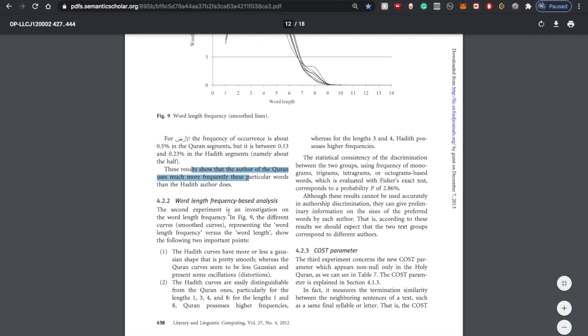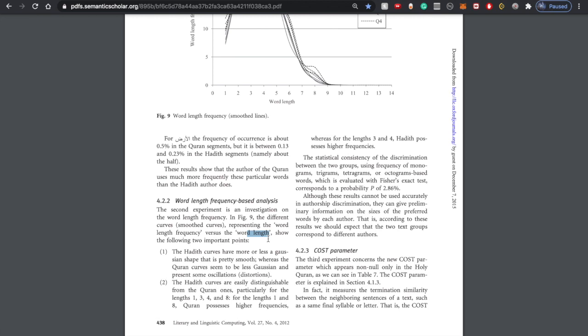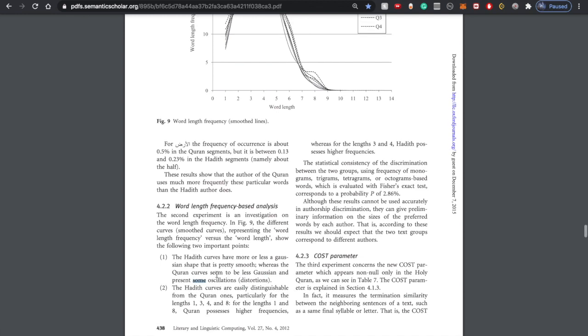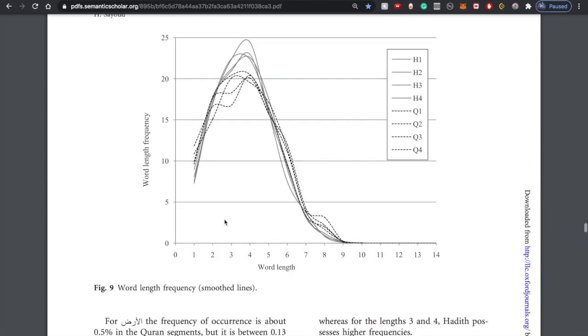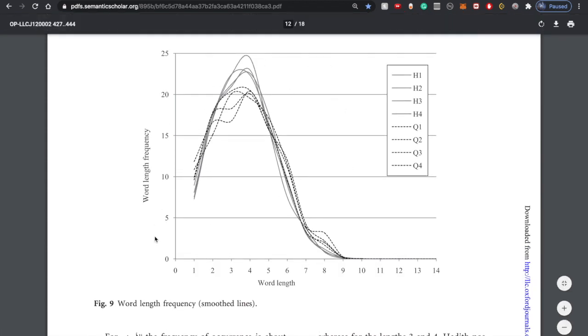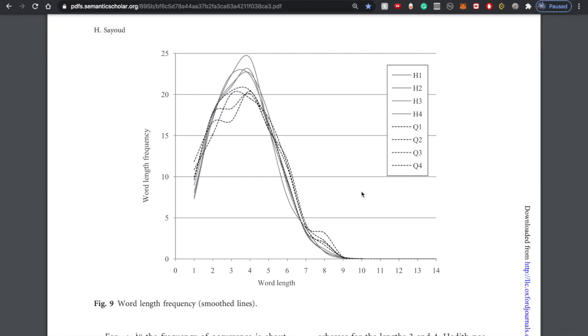Okay, and basically their analysis is that we see two important points. Number one, that the hadith curves have more or less a Gaussian shape that is pretty smooth, whereas the Quran curve seems to be less Gaussian and presents some oscillations. I don't know if I'm pronouncing this word properly, but the point is, they're looking here and they're seeing, again, some of this is going to be naturally in the same patterns, because of what types of letters generally construct popular words, of course.